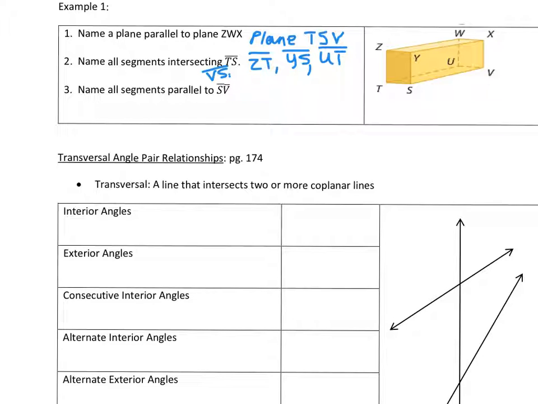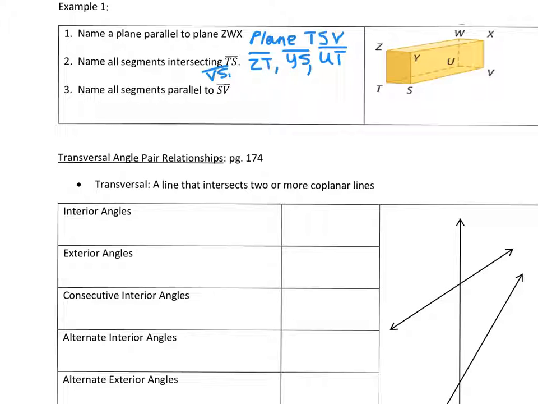And if I name all of the line segments parallel to SV, I'm talking about this line segment right here. And I do not like my handwriting on that, so I'm going to erase that.